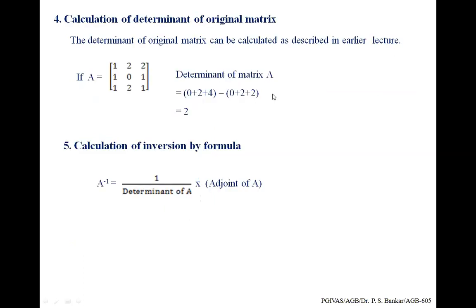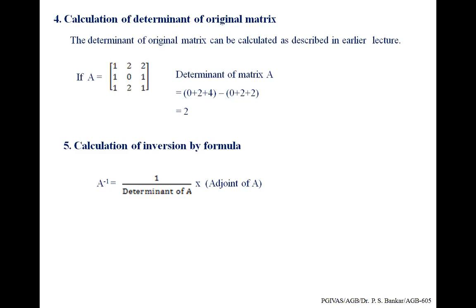Now the fourth step is the calculation of the determinant of the original matrix. This we have already covered in an earlier class, how to estimate the determinant of any matrix. And the fifth step is the calculation of inversion by formula. So A inverse, or the inverse matrix formula, is given as 1 upon determinant of A into adjoint of that matrix.